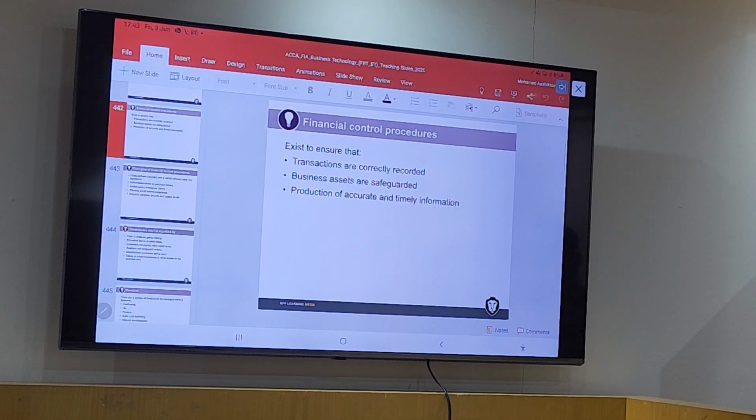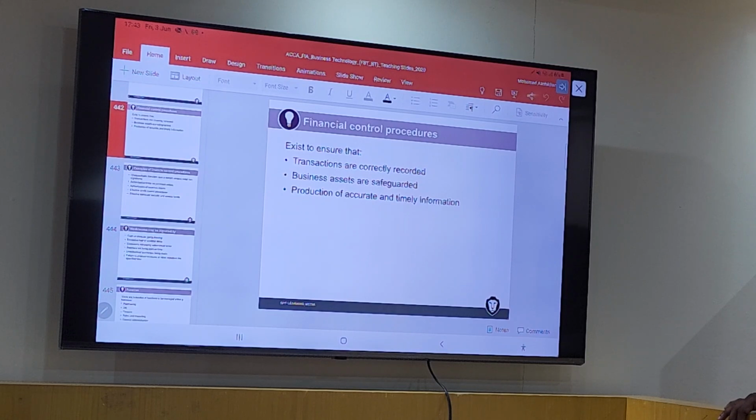So, financial control procedures: transactions are correctly recorded, obviously. Business assets are safeguarded. Production of accurate and timely information. That's the target of a financial control procedure. When you're setting up a control in your company, you need to make sure these are in place.